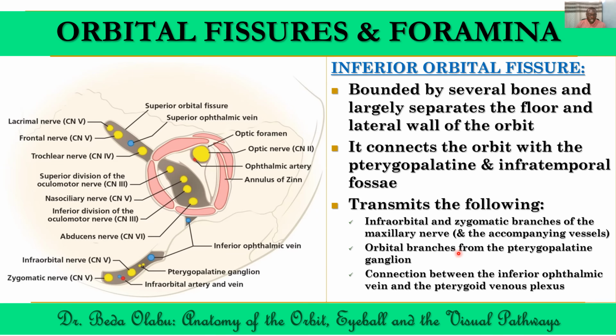The connection between the inferior ophthalmic vein and the pterygoid plexus of veins is also seen to pass through here. Now understand that the inferior ophthalmic vein takes blood back to the cranial cavity through the superior orbital fissure, but there's an anastomotic vessel that passes through the inferior orbital fissure to reach the pterygoid plexus of veins. And that's why you're seeing inferior ophthalmic vein in both the superior orbital fissure as well as the inferior orbital fissure here.